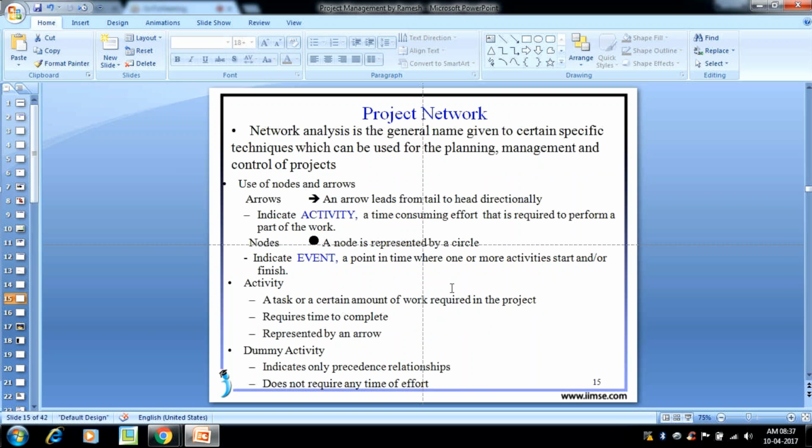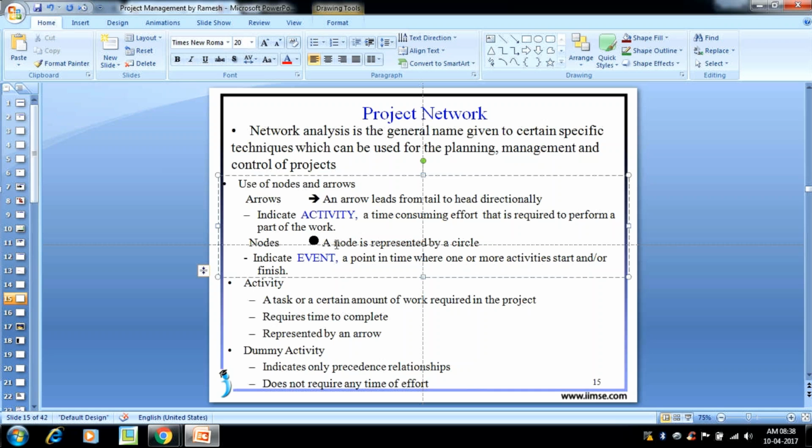Here, the project network. How do we create a project network? With the project network only, we can state our project duration. Network analysis is a general name given to certain specific techniques which can be used for the planning, management, and control of projects. We use nodes and arrows. An arrow leads from tail to head directionally, indicating the path and flow direction of the work. An arrow indicates an activity, a time-consuming effort required to perform a part of the work. The project is the total work, and an activity is a small part of it.